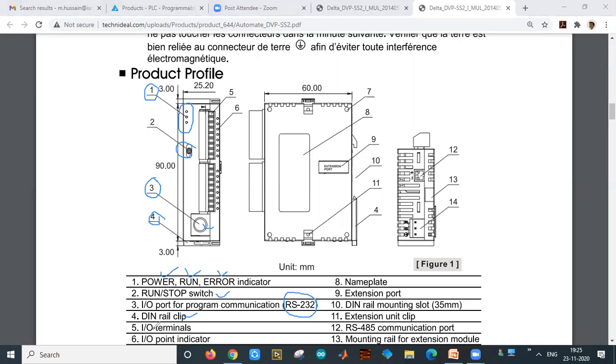The fifth one is IO terminals, that means input output terminals. Here these are the input terminals and these are the output terminals. Beside these IO terminals you again have indicators. Number 6 represents the IO point indicators.